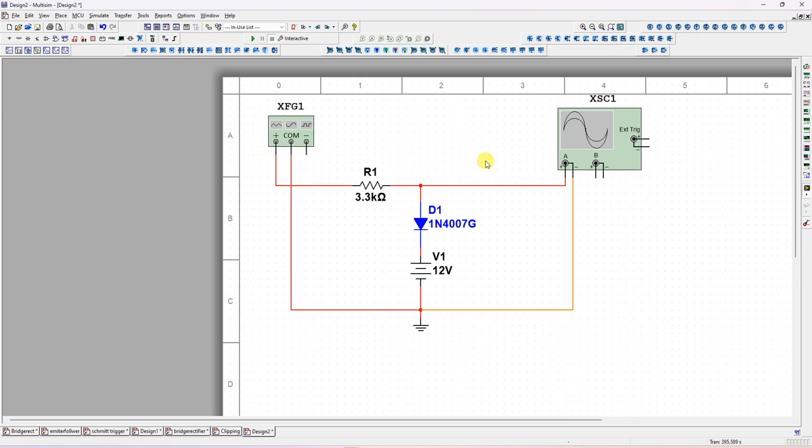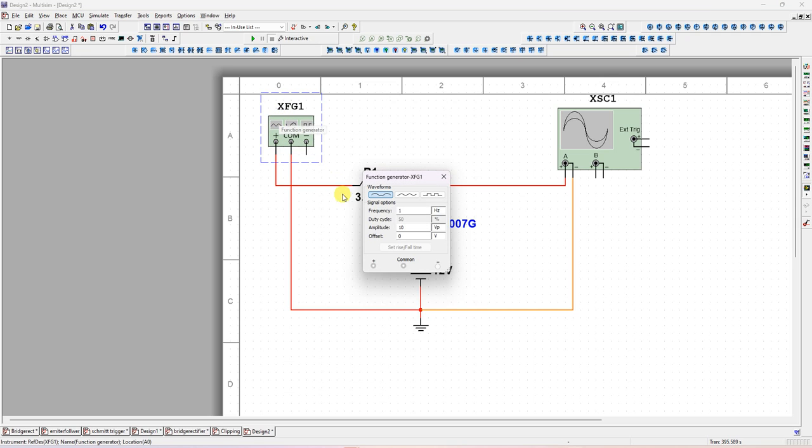So now I will simulate this. Okay. See here, I want to double click on the function generator. You can see this is the function generator. Double click on this. Frequency is 1 hertz. I will change this one to 1000 hertz. And amplitude is 10 volts, or you can give 5 volts. Now by default waveform is sinusoidal.